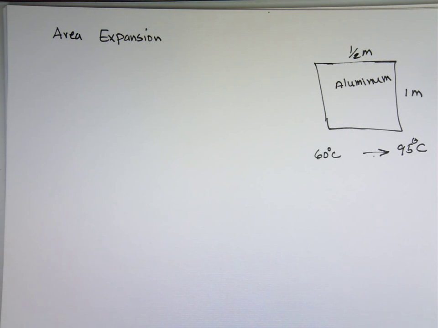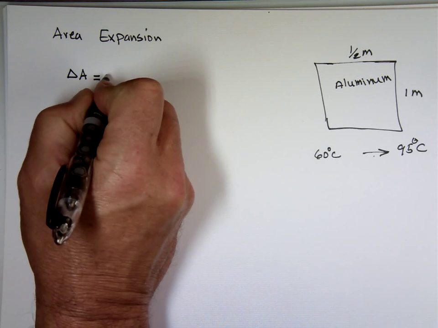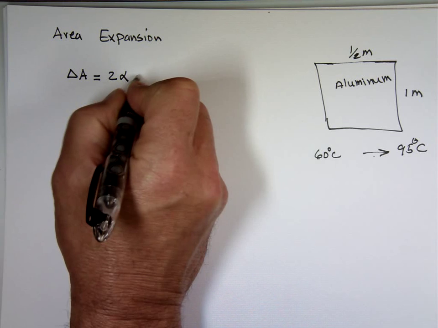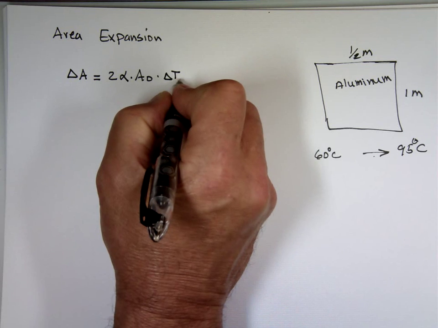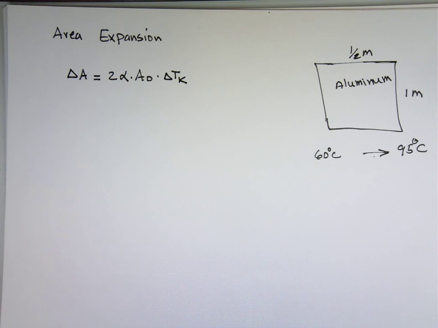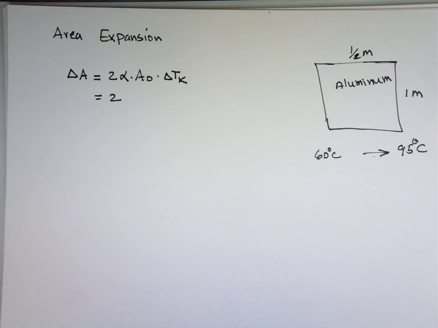The equation for area expansion will be different. And the equation for that will look like the change in the area is going to be 2 times alpha times the initial area times the change in temperature. Again, this should be in Kelvin, change in temperature. But we found out really change in temperature in Kelvin or Celsius is the same thing. Aluminum here, alpha for aluminum from the chart I showed you earlier today, is 24 times 10 to the negative 6.